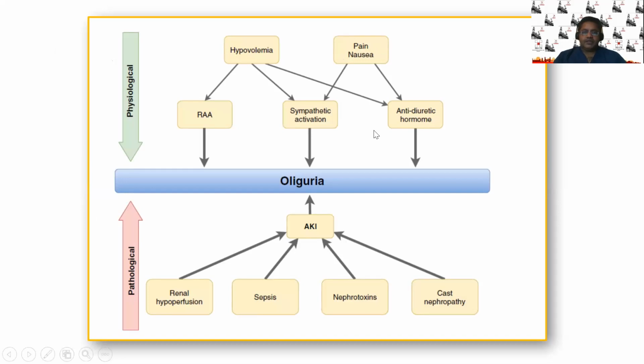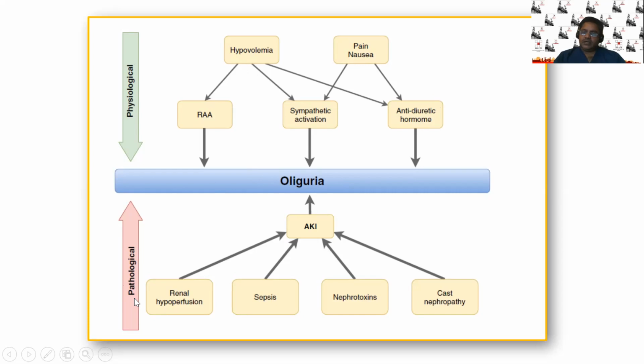So when you look at patients who are oliguric, they may be hypovolemic, or they may be in pain, or they may have nausea. The hypovolemia triggers the renin-angiotensin-aldosterone axis, as well as activates the sympathetic system and causes release of antidiuretic hormone, whereas the pain and nausea in the intensive care unit can cause sympathetic activation and release of antidiuretic hormone. These are physiological responses to stress, which produce the oliguria.